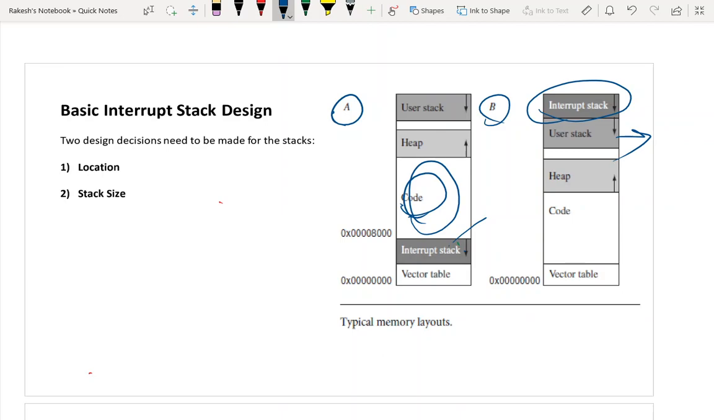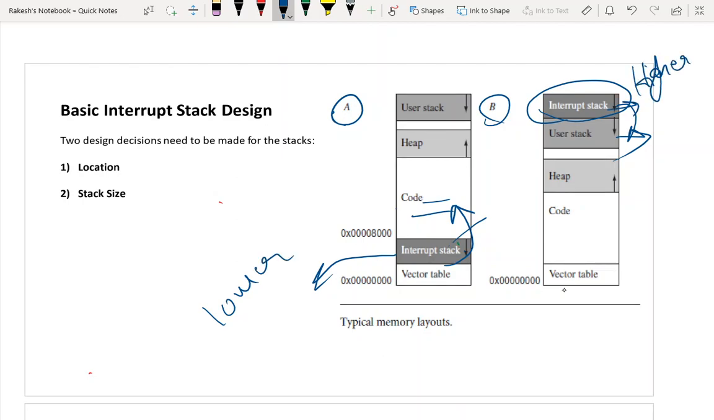So in the first case, the interrupt stack is stored below the code segment. If this is the code segment, whatever code you might have written here, this interrupt stack is stored below it. Here in this case, the interrupt stack is stored above the user stack. As you can observe, in the first layout the interrupt stack is stored somewhere in the lower memory addresses, whereas here the interrupt stack is stored in the higher memory addresses, isn't it? It is stored above the user stack. These are the two typical memory layouts that people use whenever they want to put the interrupt stack. There is one thing you can observe: the user stack is the stack you have whenever the program is in user mode.